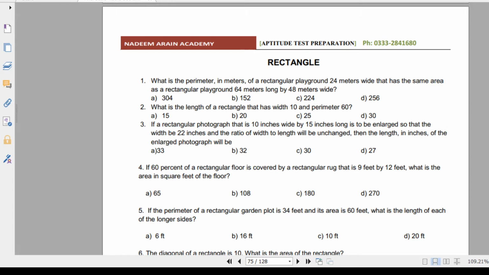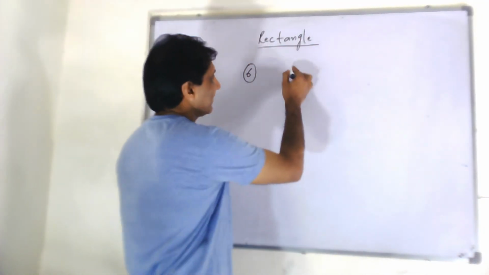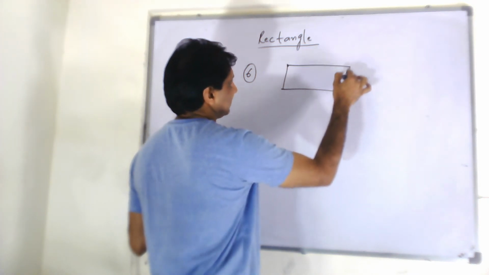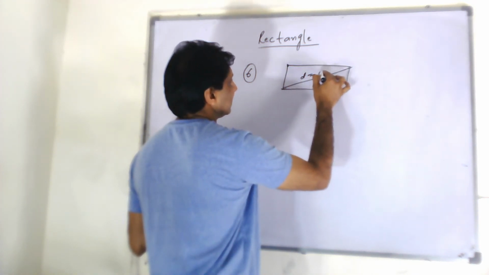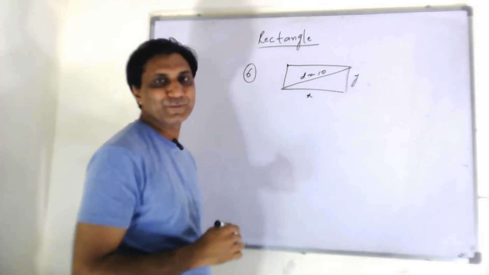Sorry, the answer is missing here, some typing mistake. So this is 12 and question number 6. This is again a tricky question. The diagonal of a rectangle is 10. What is the area of rectangle? So this is a rectangle. Diagonal is 10. So we need to find out these two sides to get the area.